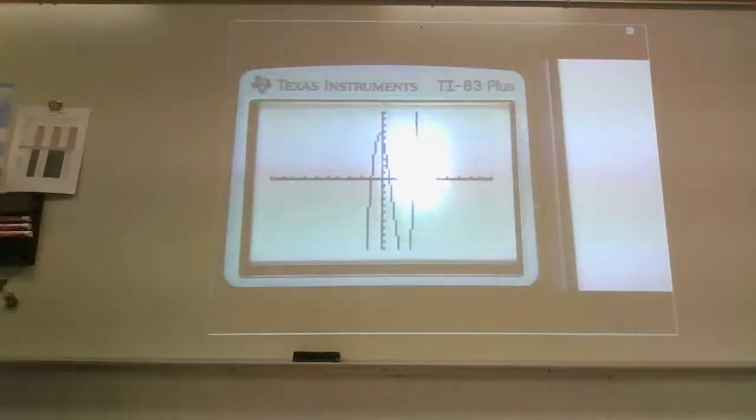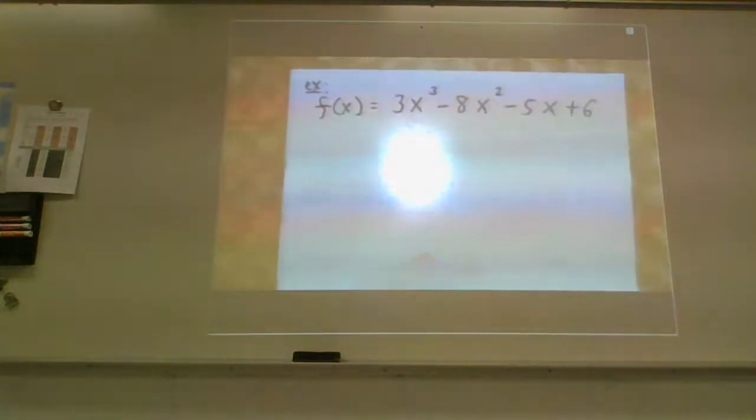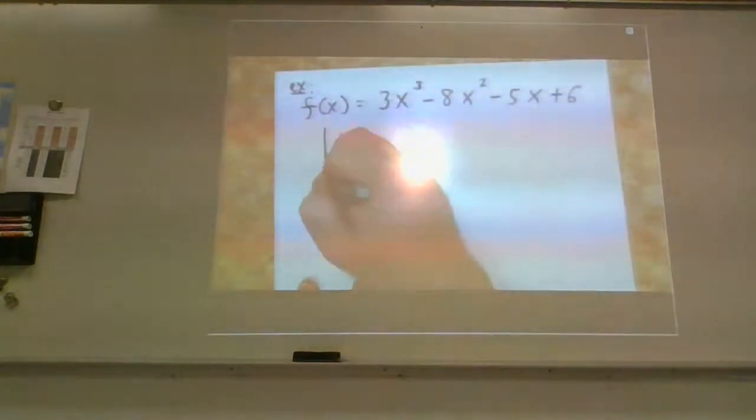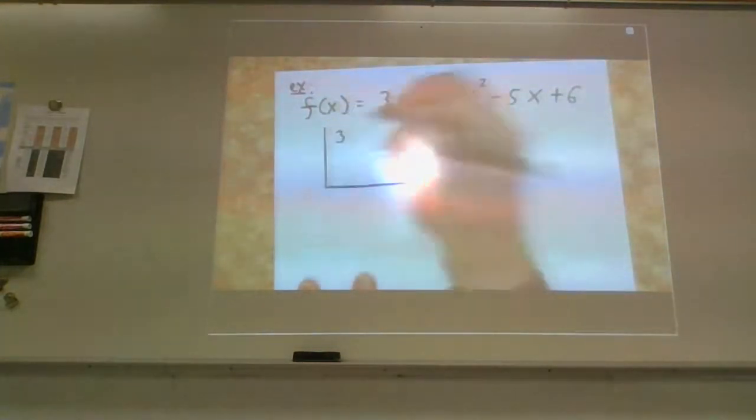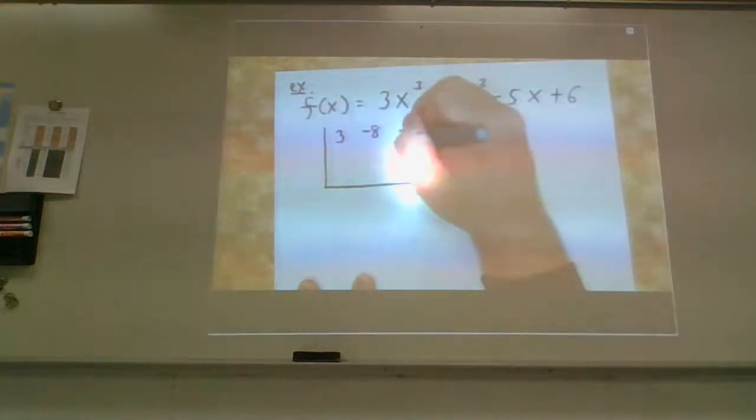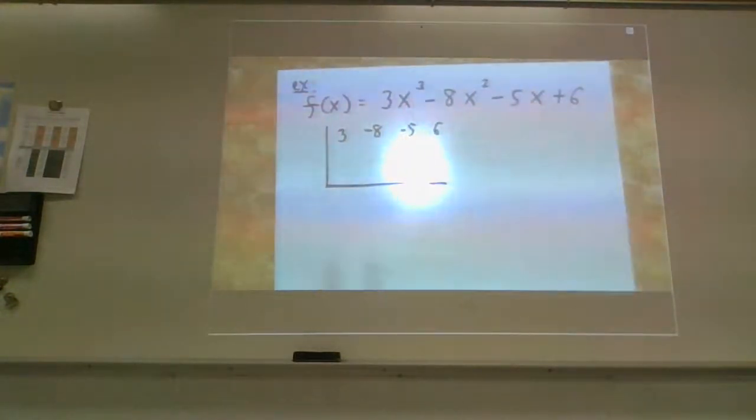It looks like +3. It looks like -1. Let's go to synthetic division. I'm going to go back here. Let's start with the +3. I'm going to use a bar here. 3, -8, -5, +6. Those are the coefficients I get from the equation. It looks like +3 is a 0 of the function. If I'm right, I should be getting a 0 in this bottom right corner.